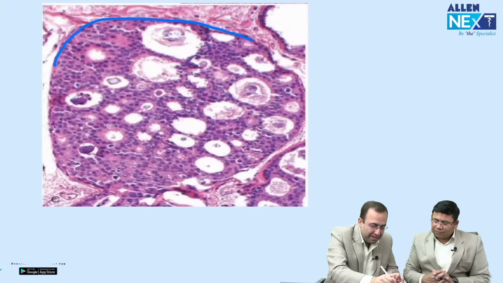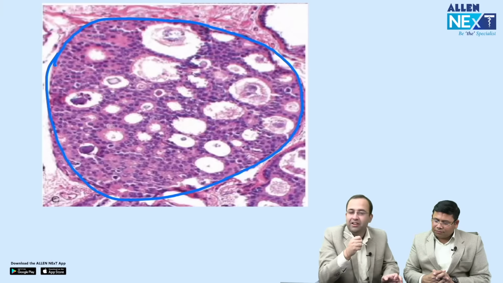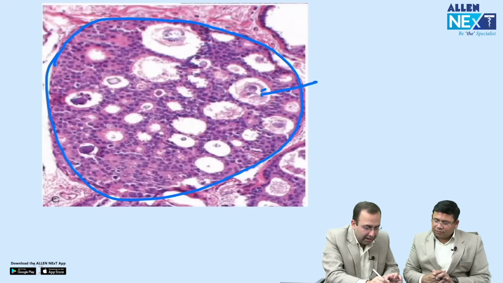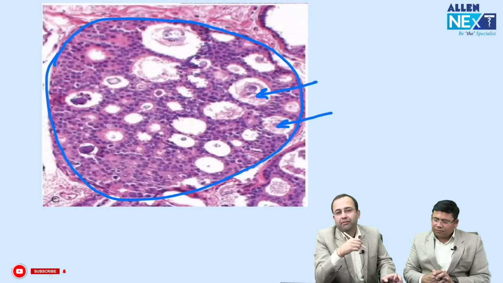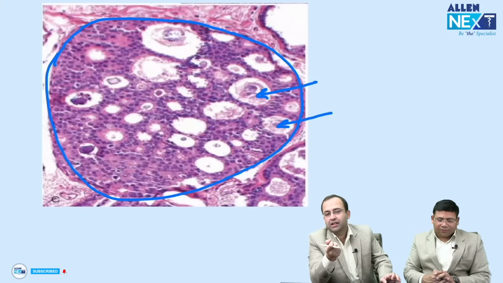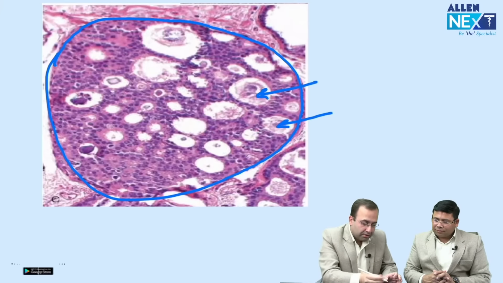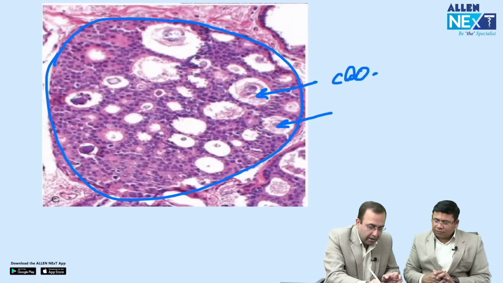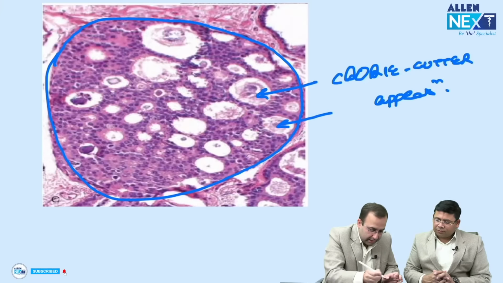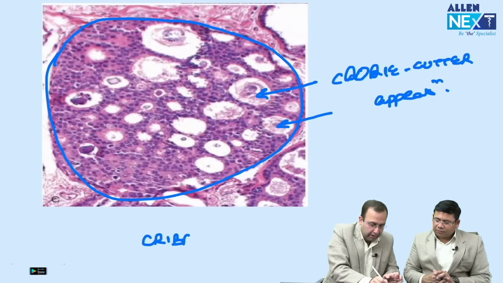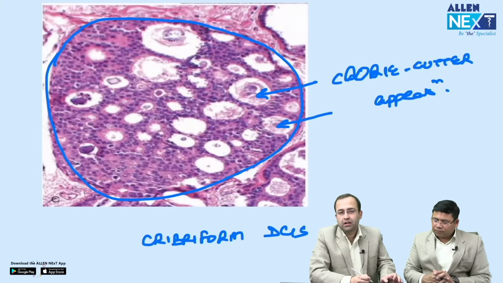So, showing the presence of a dilated duct with large empty areas in between. What we Indians call biscuits, English call cookies. So, giving it the classical cookie cutter appearance, seen in cribriform DCIS.